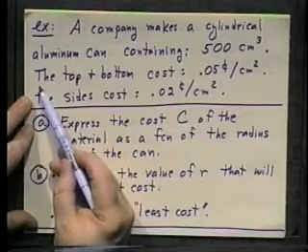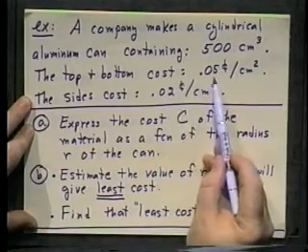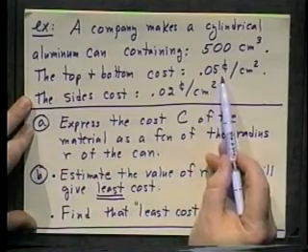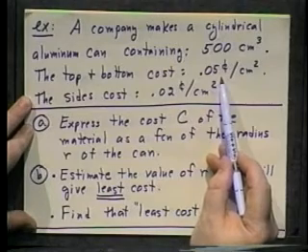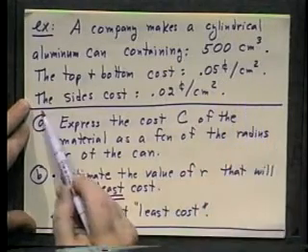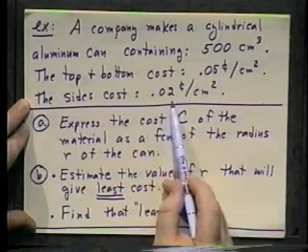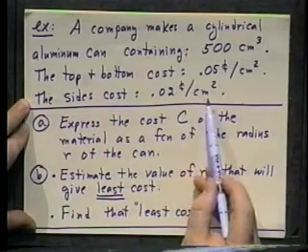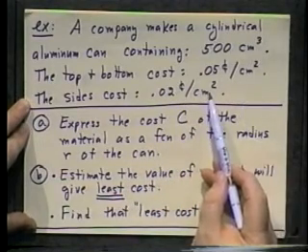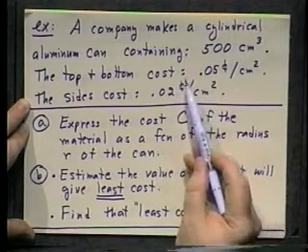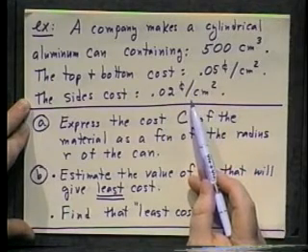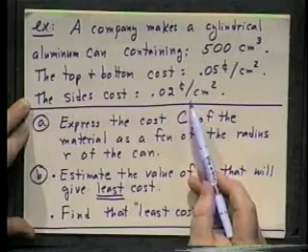What are we given? We're given that the top and bottom cost 0.05 cents, so that's 0.05 of a cent per centimeter squared. And the sides cost 0.02 cents per centimeter squared. Centimeter squared in each case measures area. So we have information about the area of the top, bottom, and sides.